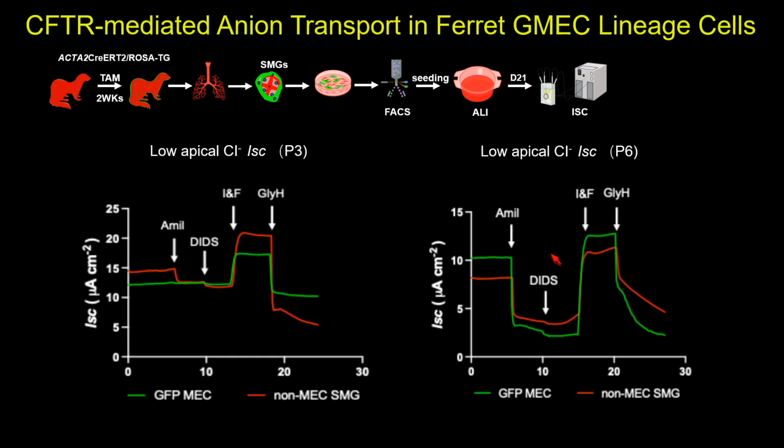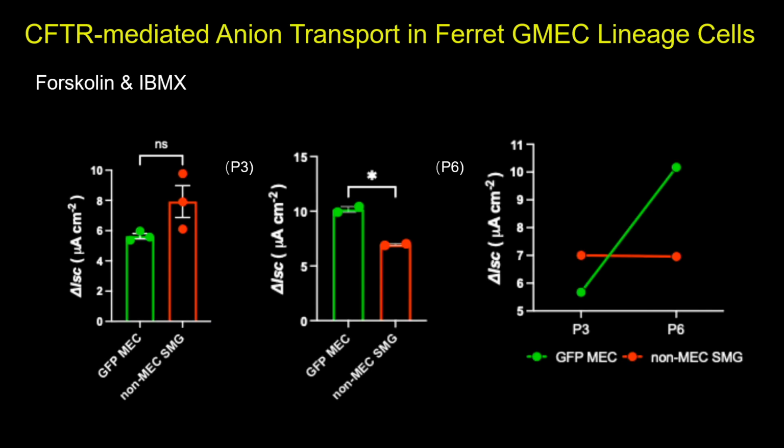In contrast, in the later passage, we can see the MEC lineage cells have a higher CFTR response compared to the non-MEC fraction. Our quantification result showed that in the later passage, the MEC lineage cells have a higher CFTR response compared to the non-MEC fraction. In the right graph, we can see CFTR activities of myoepithelial lineage cells were enhanced as the cells were passaged.